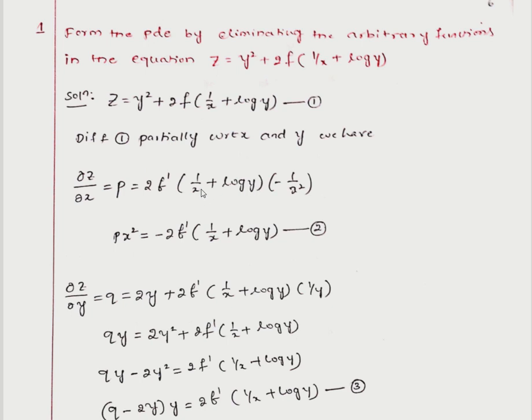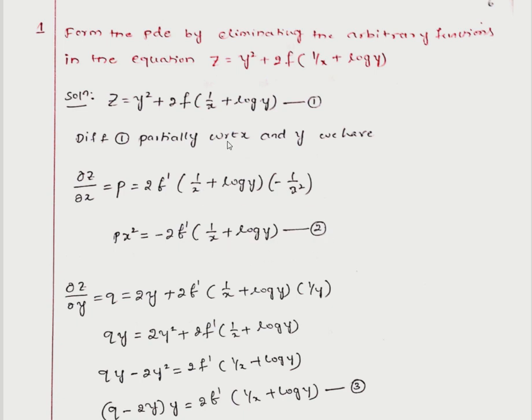what is the differentiation of 1 by x with respect to x? It is minus 1 by x square, plus the differentiation of log y with respect to x. Here, with respect to x, log y is a constant, and the differential of a constant is 0. Only we get minus 1 by x square. Cross multiply x square. Therefore, p into x square is equal to, plus into minus is minus, so minus 2 into f dash of 1 by x plus log y.